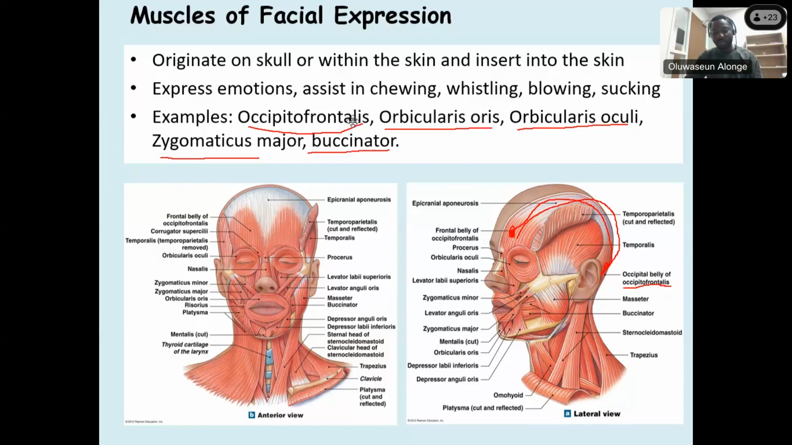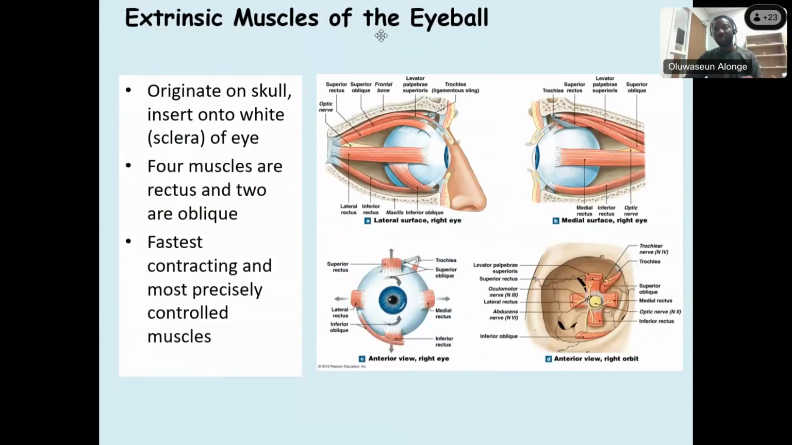Those are part of the muscles of facial expression. Whatever happens on your face is the responsibility of these 5 muscles here. So those are the things I will expect you to know for the lab, for instance. For lecture, to know this category of muscles based on their group. Now, muscles of the eyeball, I will expect you to know this. Now, this is easy to know as well.